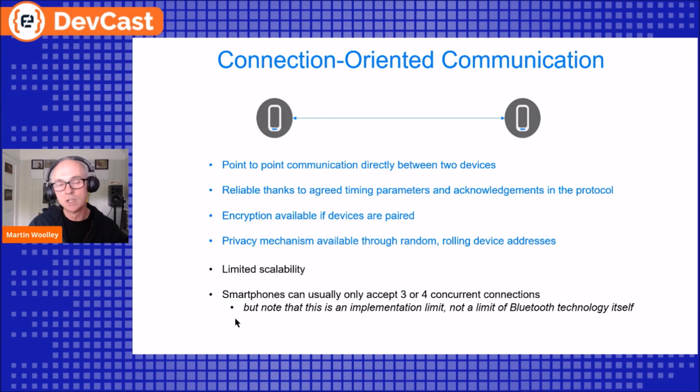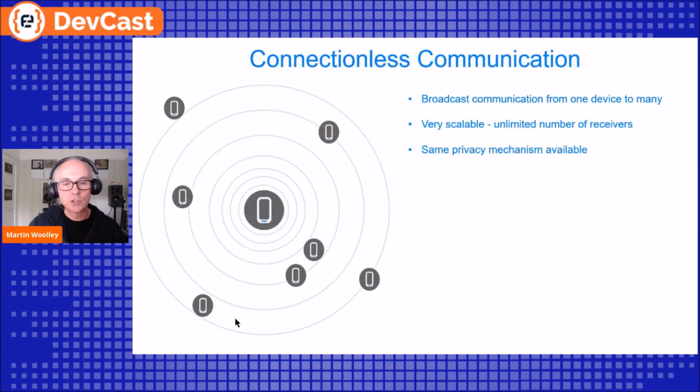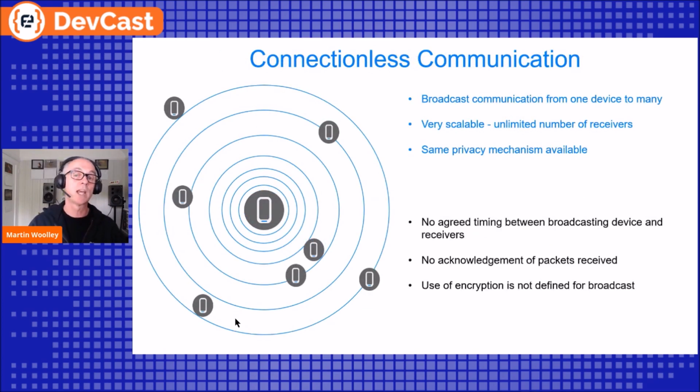So with ENS in mind, imagine walking into a supermarket on a busy day. There might be 100 other smartphones you need to exchange data with. So connection-oriented communication is not a great fit with basic ENS requirements. Connectionless communication, on the other hand, involves a device broadcasting data. So this means transmitted packets can be received by an absolutely unlimited number of listening devices in the environment. So it's extremely scalable. There's no standard encryption mechanism for use with connectionless communication in Bluetooth, but the address disguising privacy mechanism can be used.